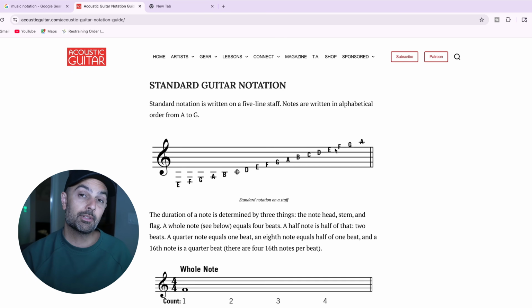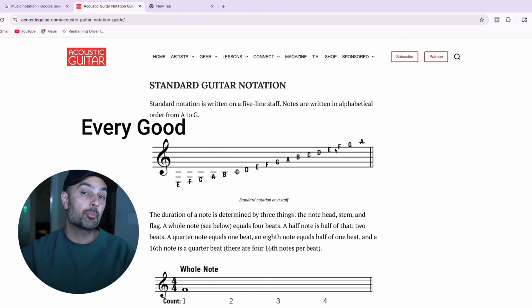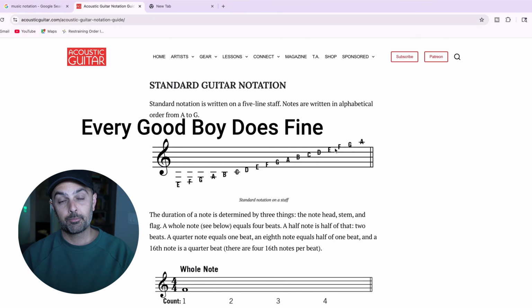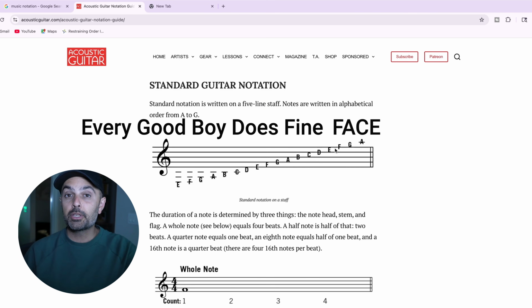Well, for the treble clef, let's think of people. Every good boy does fine. And what do people have? Faces, okay? So every good boy does fine, and face. So if you can remember people for the treble clef, then you'll be able to remember every good boy does fine, or every good boy deserves fudge for the right hand, for the lines. And then you'll remember face for the spaces, F, A, C, and E.